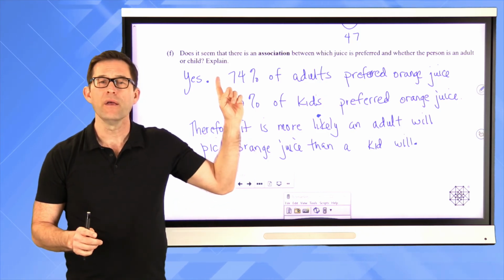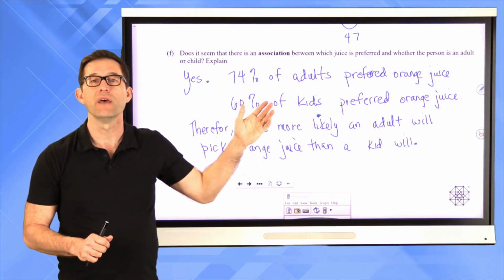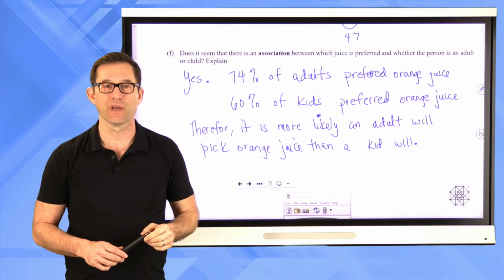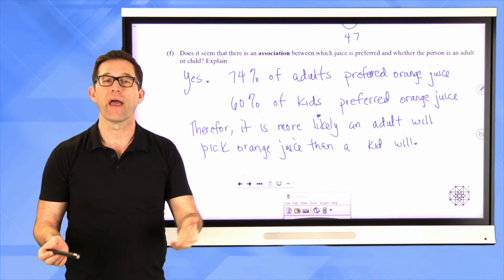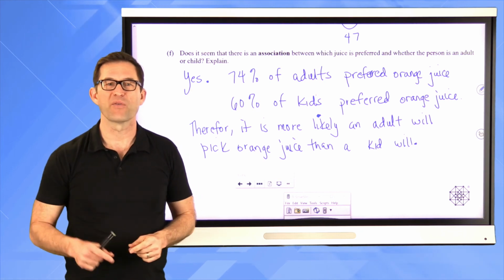But here, there is a notably higher percentage of adults that prefer orange juice than kids who prefer orange juice. And so we say that there is an association between age and juice selection. That sounded funny when it came out of my mouth, but we'll roll with it.